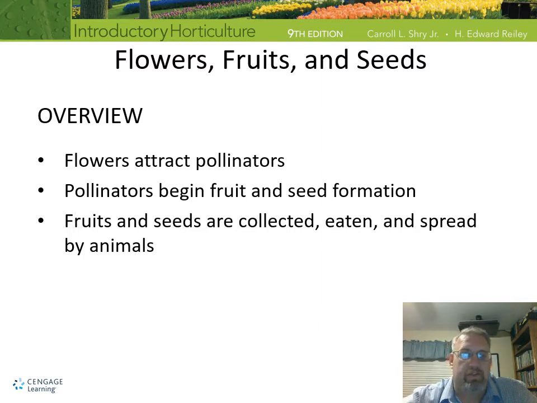Ultimately, these fruits and or seeds are collected, eaten, and spread by animals or by wind or by water. There are many number of things that can move seeds around, but those are going to be the most common that we eat or spread by the wind.